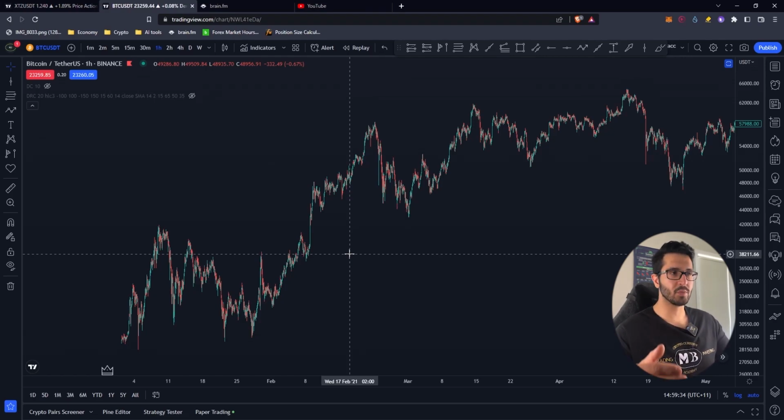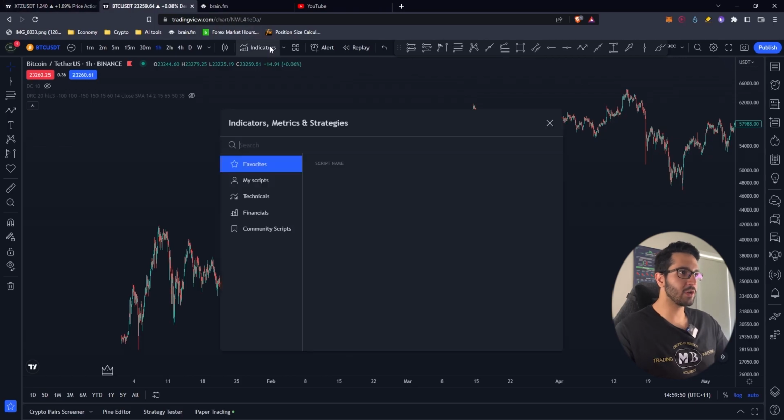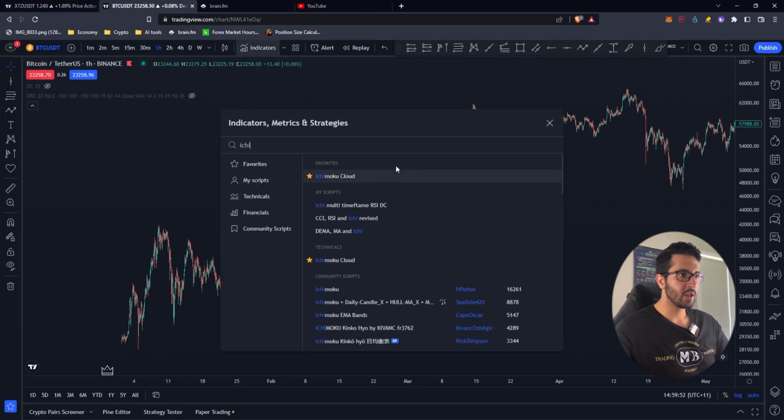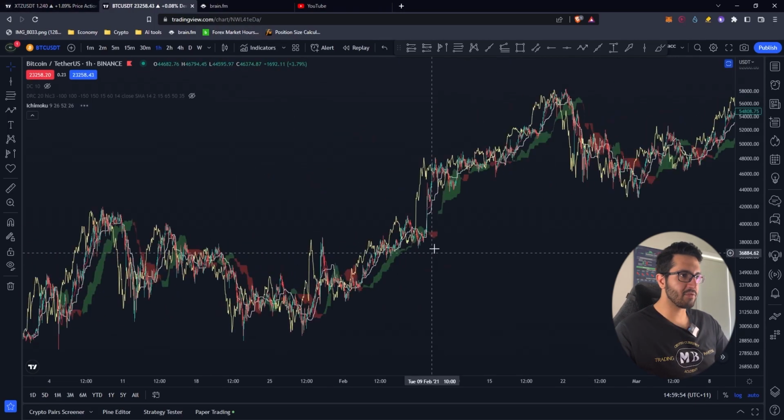I try to make Ichimoku as simple as possible for everyone, especially new traders, to understand. Because you can use Ichimoku to do a lot of analysis, which can be correct, around a 70 to 80% win rate. But it might be really hard, because if you look at Ichimoku itself, it might be very frightening.